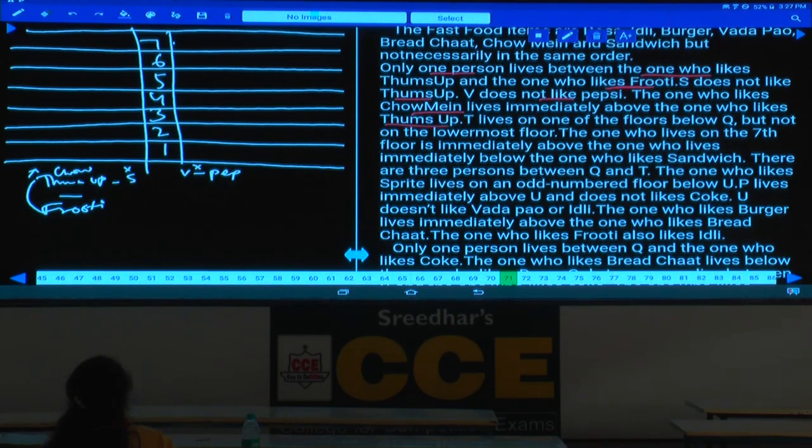T lives on one of the floors below Q. Now this T is on one of the floors below Q, and T is below Q, but not on the lowermost floor. T is not on the lowermost floor.